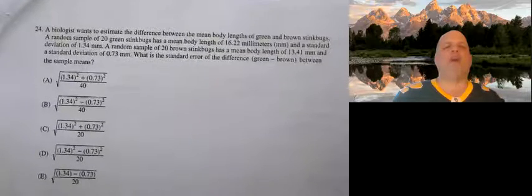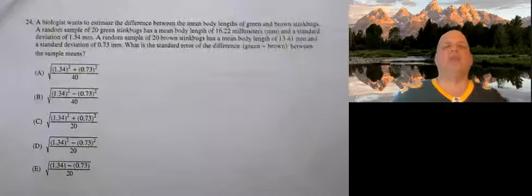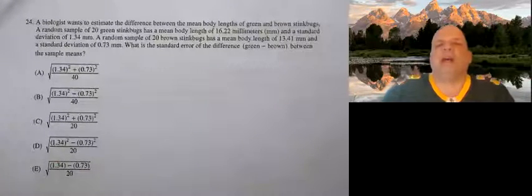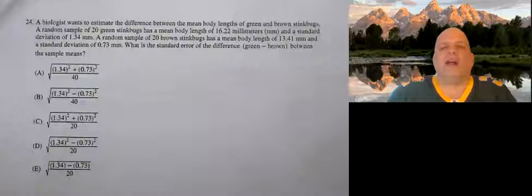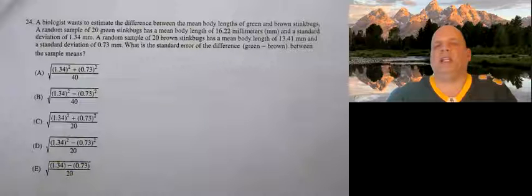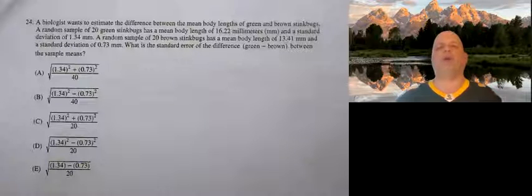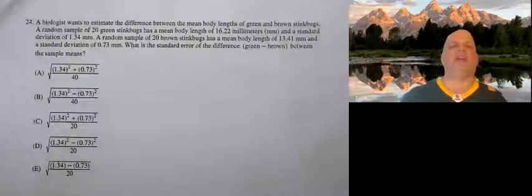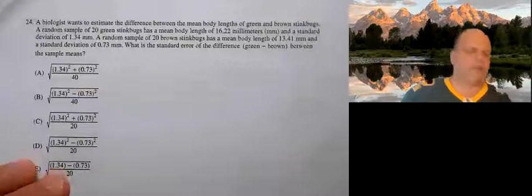24, a biologist wants to estimate the difference between the mean body lengths of green and brown stink bugs. Sure they do. A random sample of 20 green stink bugs has a mean body length of 16.22 and a standard deviation of 1.34. A random sample of 20 brown stink bugs has a mean length of 13.41 and a standard deviation of 0.73. What is the standard error of the difference?